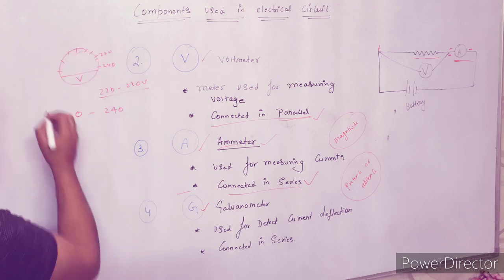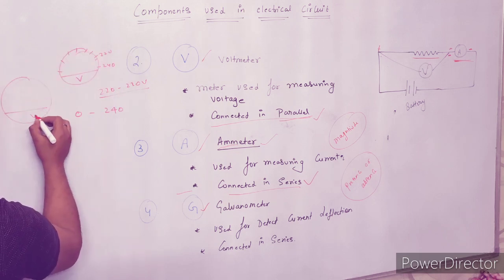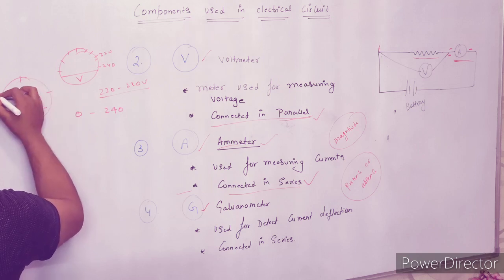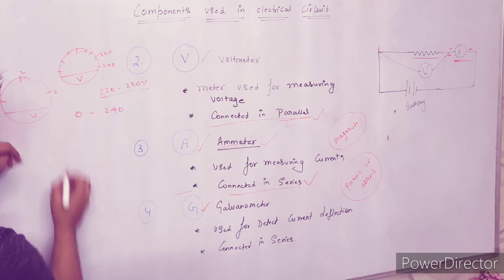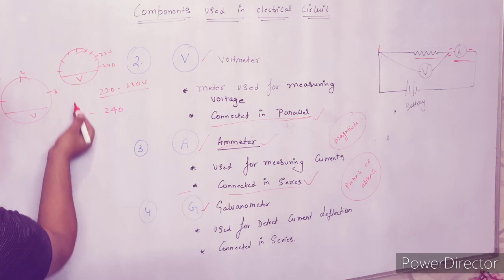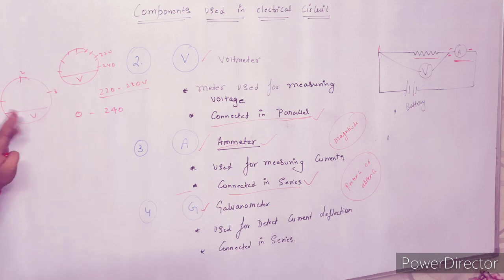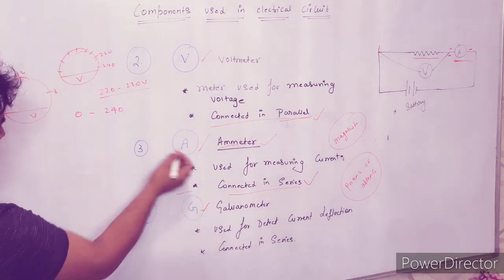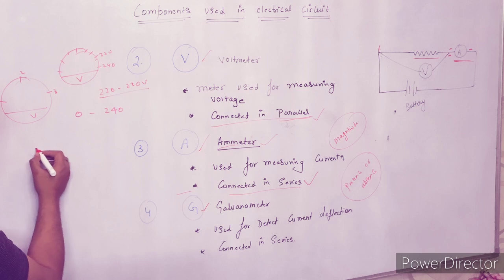But in the laboratory the reading is 1, 2, 3. These are simply readings. This is the voltmeter. Only the range is smaller. We use in the laboratory 3 volt, 6 volt, 9 volt. And for the ammeter, there are 3 types of ammeter.